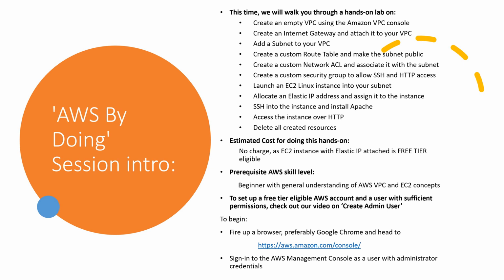This time, we will walk you through a hands-on lab on create an empty VPC using the Amazon VPC console, create an internet gateway and attach it to your VPC, add a subnet to your VPC, create a custom route table and make the subnet public, create a custom network ACL and associate it with the subnet, create a custom security group to allow SSH and HTTP access, launch an EC2 Linux instance into your subnet, allocate an elastic IP address and assign it to the instance, SSH into the instance and install Apache, access the instance over HTTP, and finally delete all created resources.